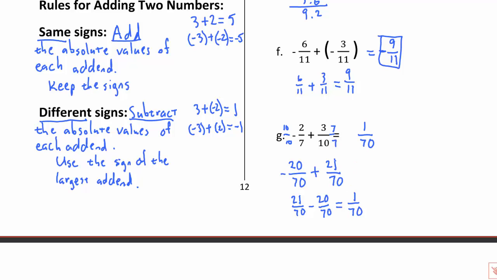The question becomes, is it positive or negative? So look at the original problem. Which of these two was the largest? Again, it was the 3/10 here, and that's positive, so this is positive. So we have 1/70.